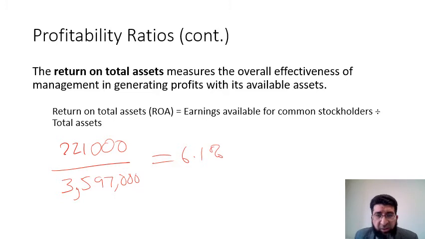So let's put it in proper context. Large and mature firms will have more total assets, while they are less efficient in generating earnings, while small firms will have fewer assets but be more efficient in generating earnings. So this ratio will be higher for new ventures and small firms, and will be small for large and mature firms.